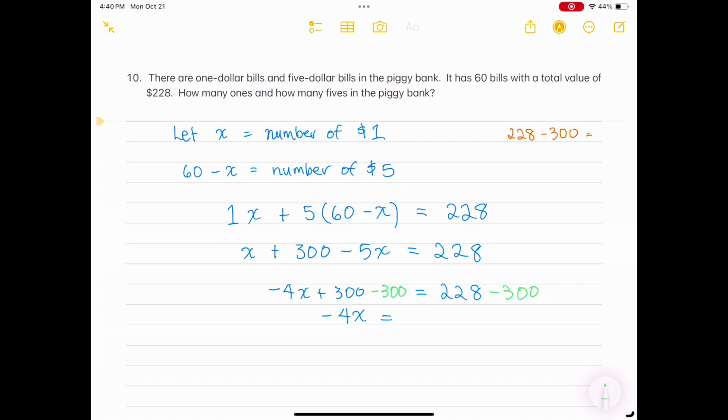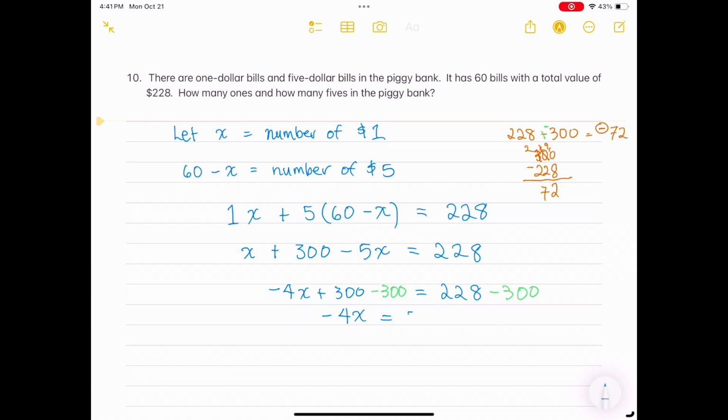When I subtract integers, I need to add the opposite. And when you're adding integers with different signs, you treat it as a subtraction problem. The greater number gives the sign. In this case, the answer will be negative. So 300 minus 228 equals 72. So I have negative 72 on the right-hand side of the equation.